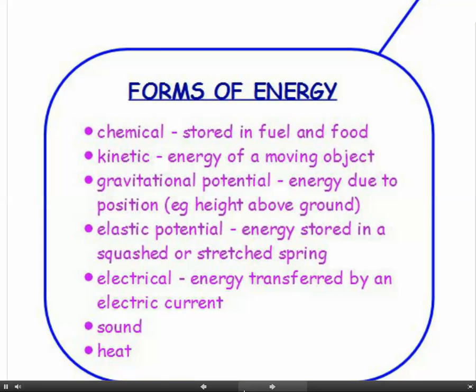There are different forms of energy. You can have chemical energy, which is the energy stored in fuel and food, kinetic energy, which is the energy of a moving object, gravitational potential energy, which is the energy due to an object's position, for example its height above ground. Elastic potential energy is the energy stored in a squashed or stretched spring. Electrical energy is the energy transferred by an electrical current, and then we have sound energy and heat energy.